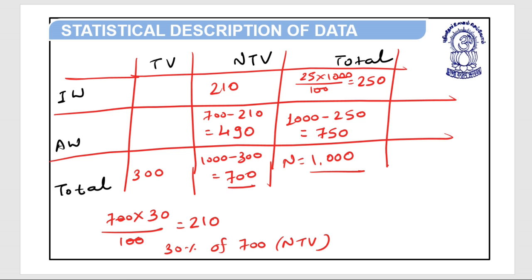Now here we can write IW, industrial workers watching TV. So 250 minus 210 is equal to 40. So easily you can get AW, agriculture workers watching TV: 300 minus 40 is equal to 260. Okay.